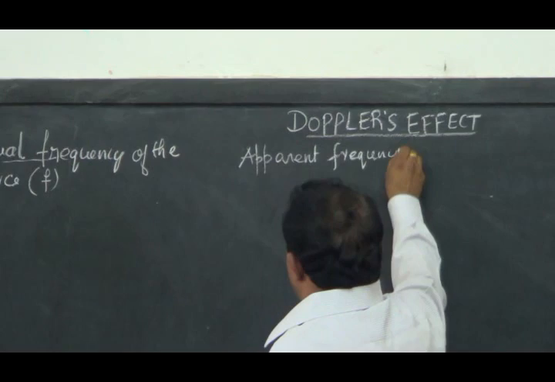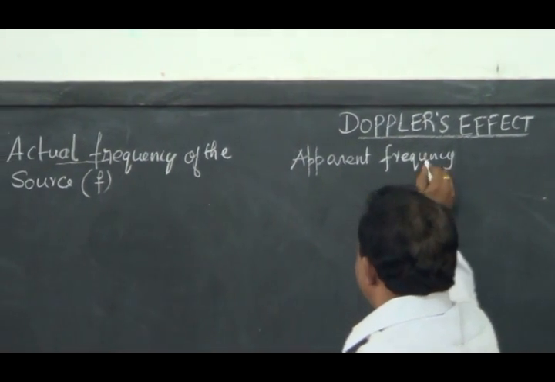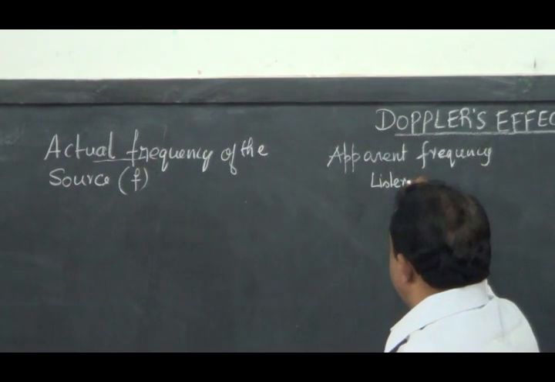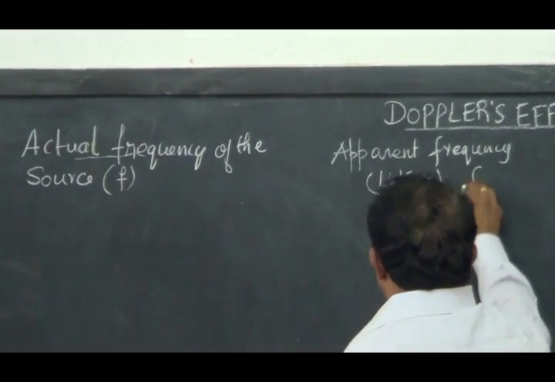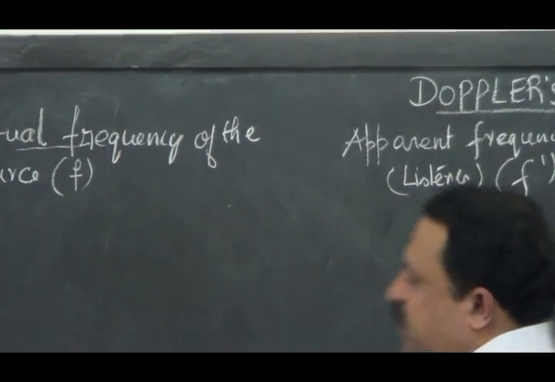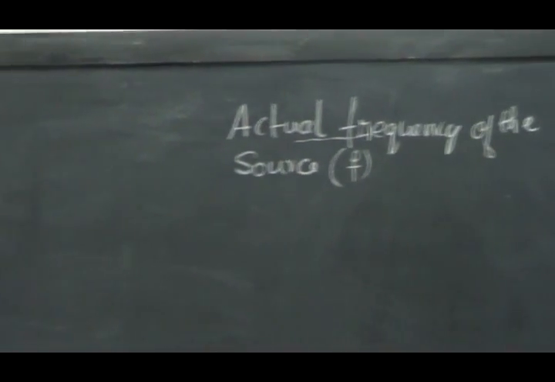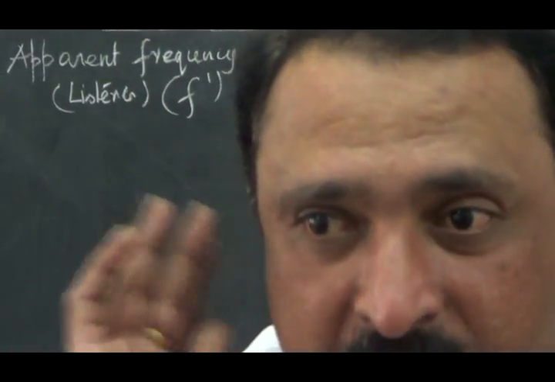Use the word apparent frequency, and this is heard by the listener, and this is denoted as F dash. So we have two types of frequencies. Actual frequency is generated by the source, but apparent frequency is perceived by the listener.